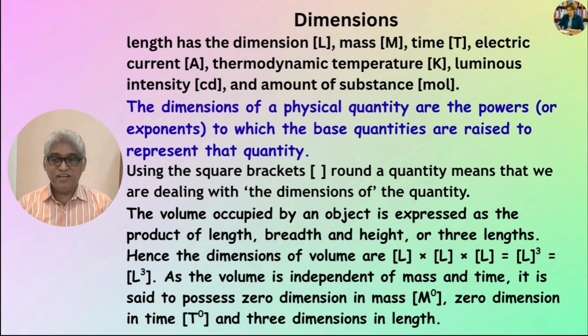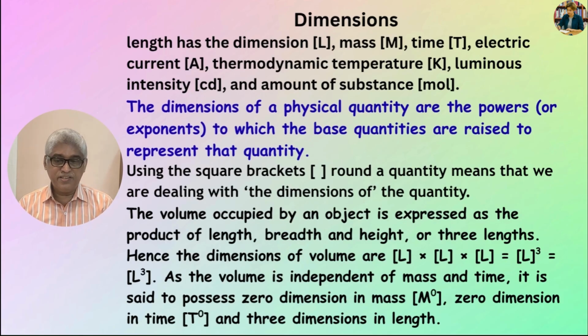The dimensions of a physical quantity are the powers or exponents to which the base quantities are raised to represent that quantity. Now this definition also you have to learn as it is. Don't add a single word or delete a single word, because it changes the meaning of that definition. So whenever we raise the power of the basic physical quantity, then that is called the dimensions. Now using the square brackets around that quantity means that we are dealing with the dimensions of the quantity.